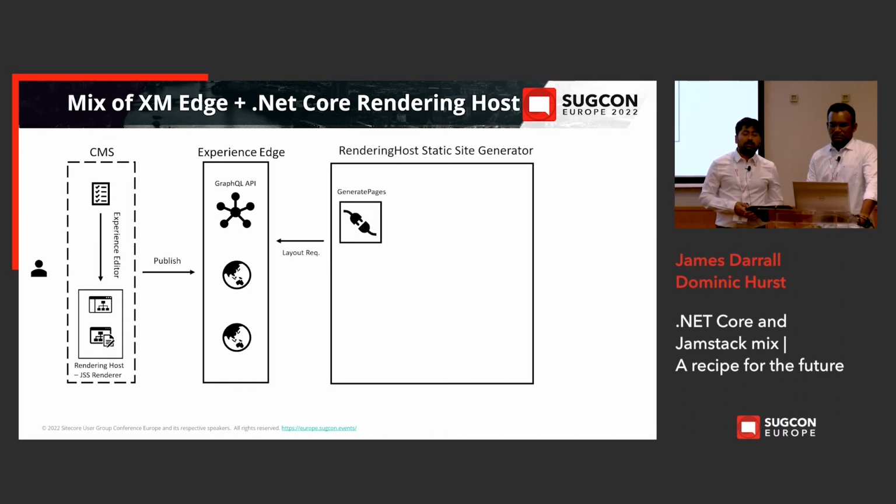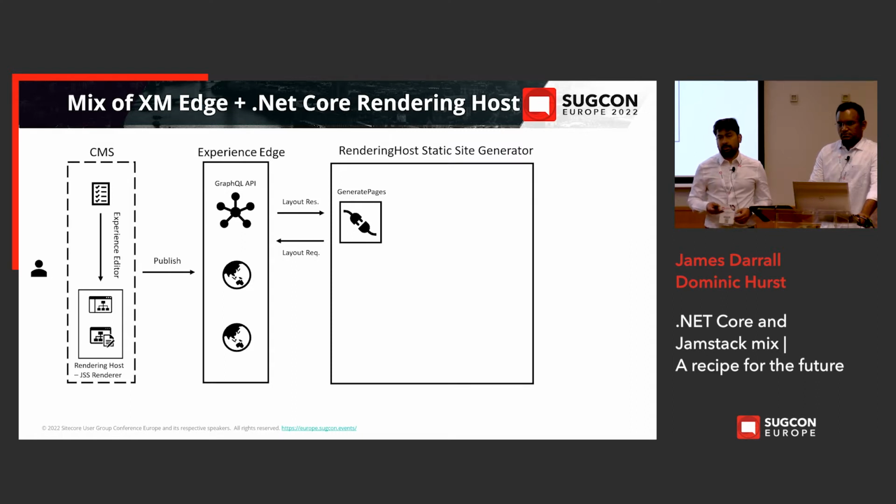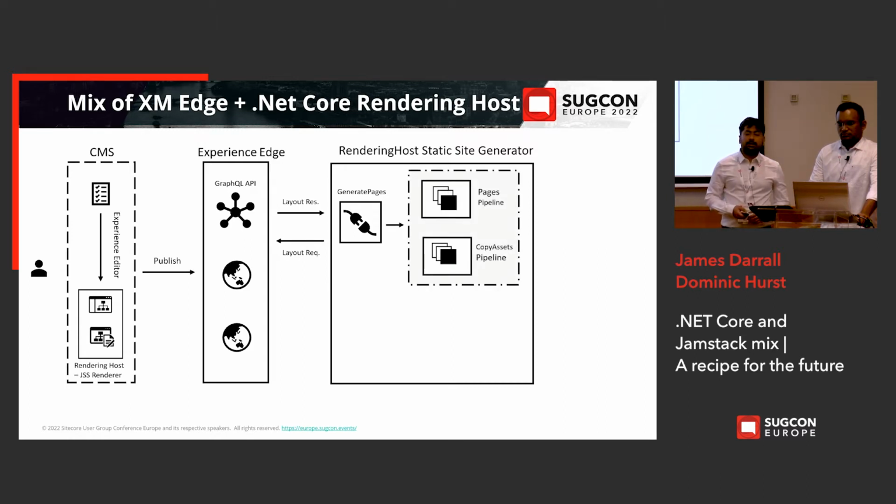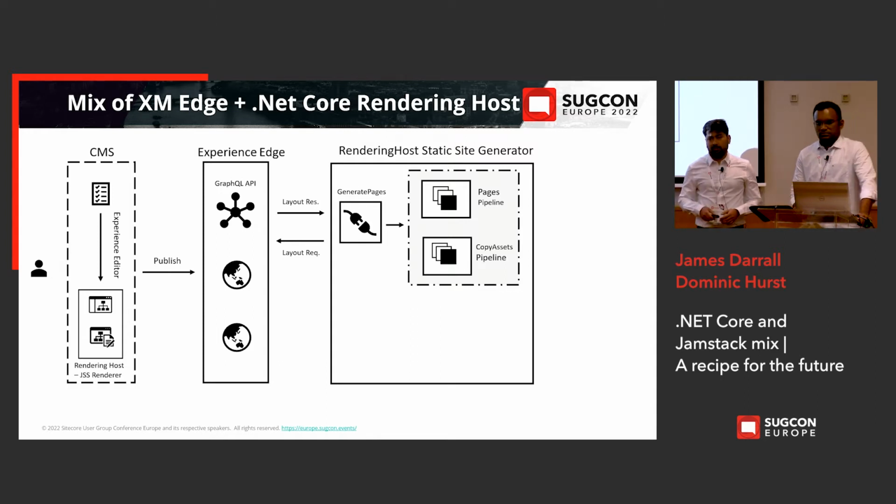So what we're doing here is we have the third important block, which is the customized block, called the rendering host static site generator, which is built on Static. Here we have our custom hook, called generate pages. This custom hook does a layout request to the Experience Edge, and once it does the layout request, it gets back the layout response. When you're working with the headless approach, the layout response is going to have all the components, all the placeholders, all the important stuff that is required for the page to be built. So we get back this layout response, and then this is the key part. We have a couple of custom-built Static pipelines, which are the pages pipeline and the copy assets pipeline, which Elak will be explaining in a few more moments in detail.